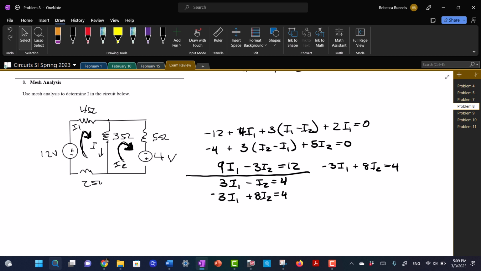So this puts you negative 3I1 plus 8I2 equals 4. And then this one's all set up for us to do just elimination. So add those together, 7I2 equals 8. So I2 equals 8 over 7, which turns out to be 1.14.